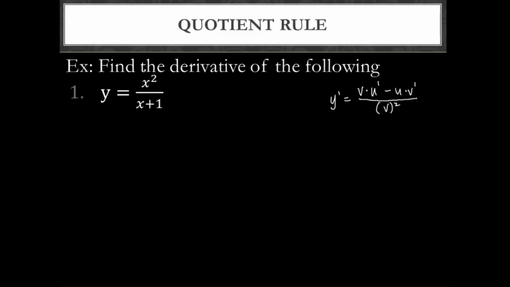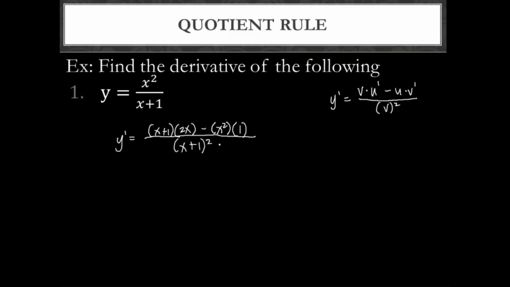Okay? So, dito sa ating problem, ang u natin ay x square at ang v natin ay x plus 1. So, ito yung magiging y prime all over again. So, yung rule, copy the denominator times derivative ng numerator minus copy the numerator times derivative ng denominator, that is 1. And then the square of the denominator.